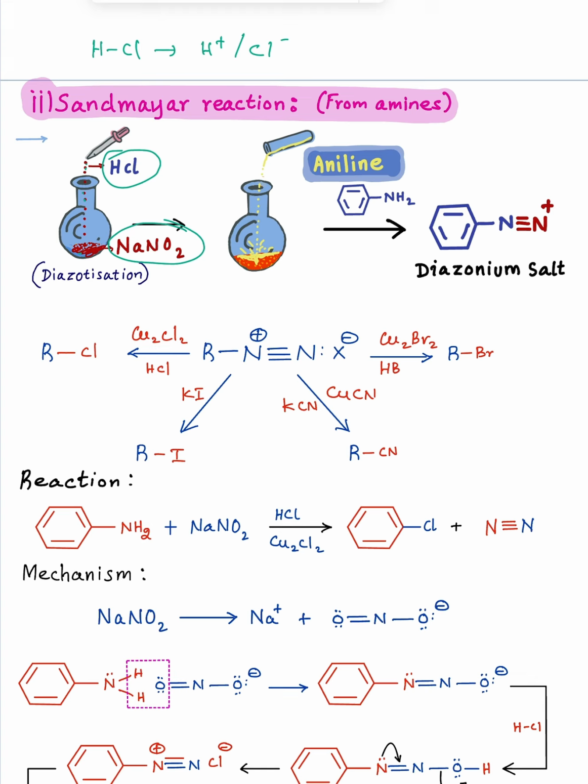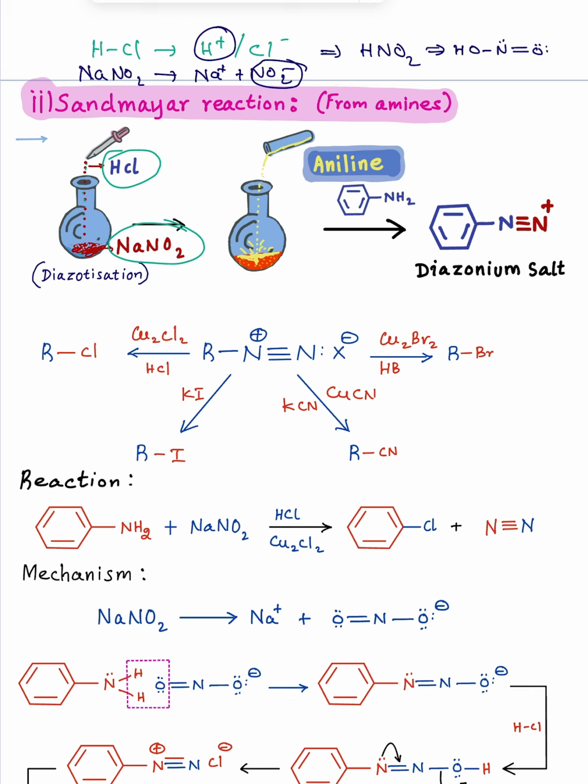What about the sodium nitrite? I have NaNO2, which will dissociate into Na plus and NO2 minus. So now what will happen? The H plus and NO2 minus combine to form nitrous acid, HNO2. What is the Lewis structure of nitrous acid? It is an OH and an N double bond O. So this is the structure of nitrous acid.